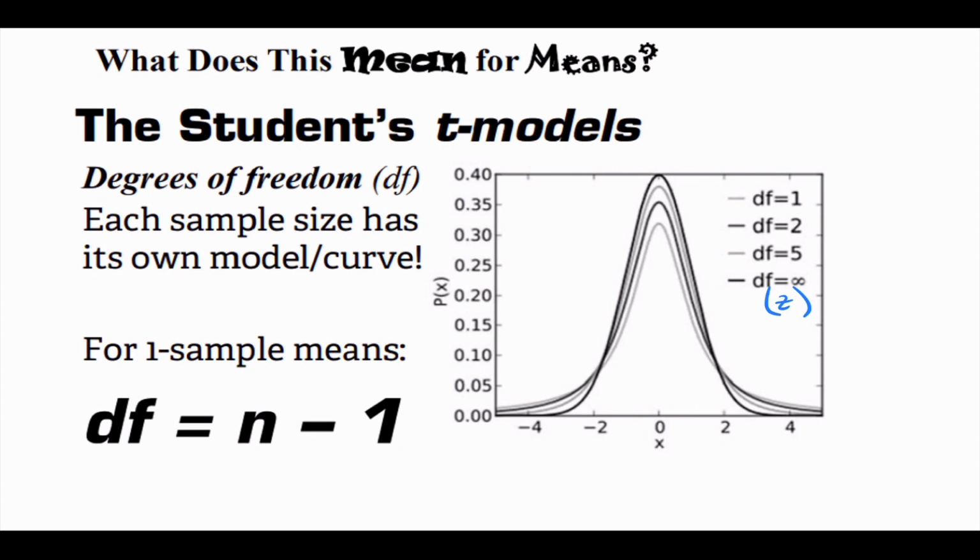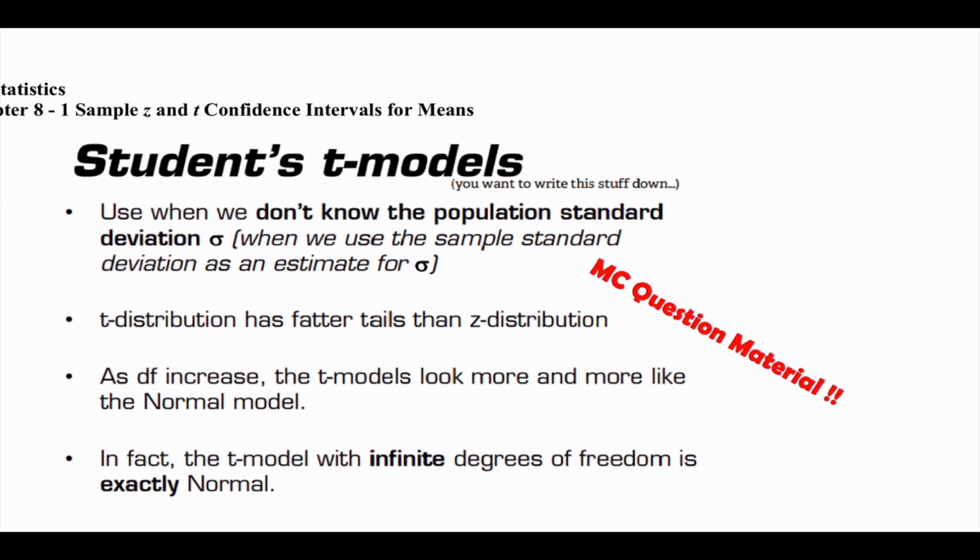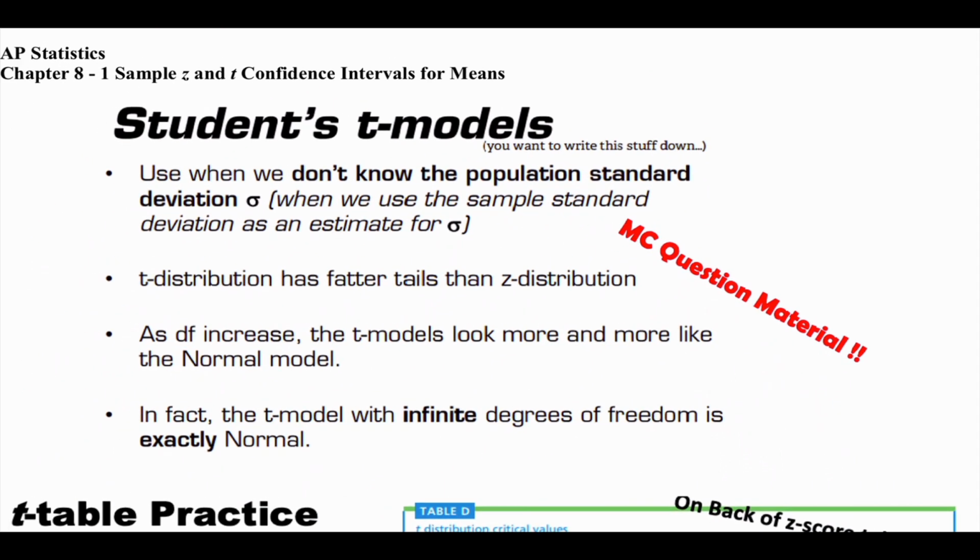As I get more and more degrees of freedom, there's less variability. In a perfect world, it would get to Z, but we don't live in a perfect world, so you will hardly ever see us use Z. Most of the time for means, we use T.